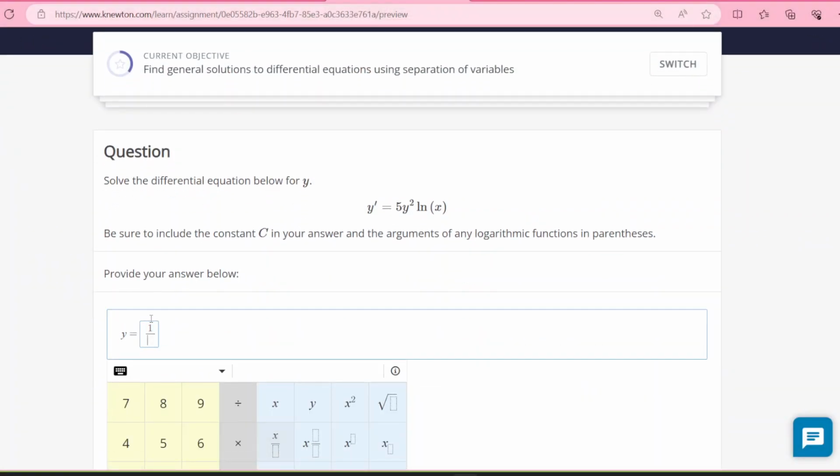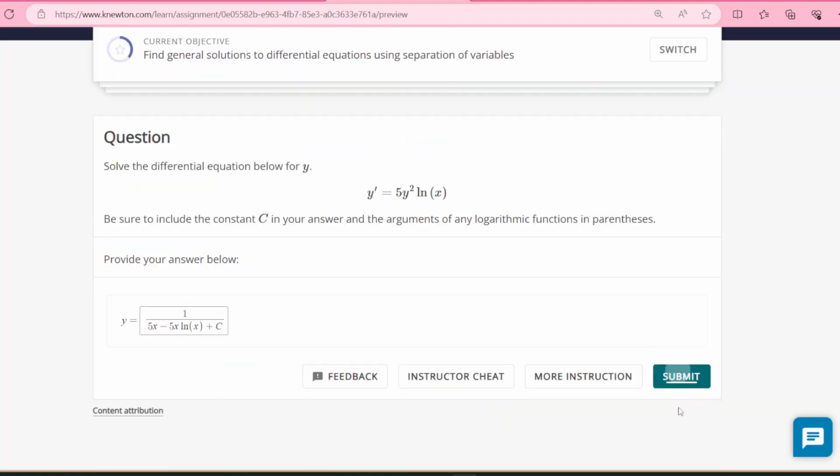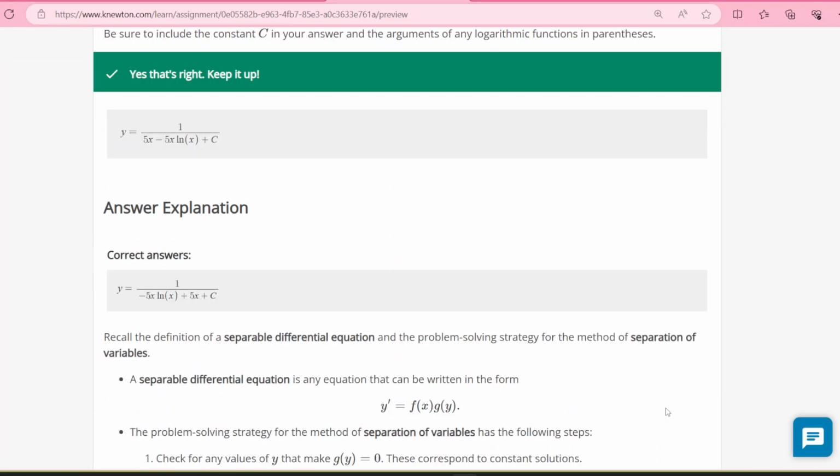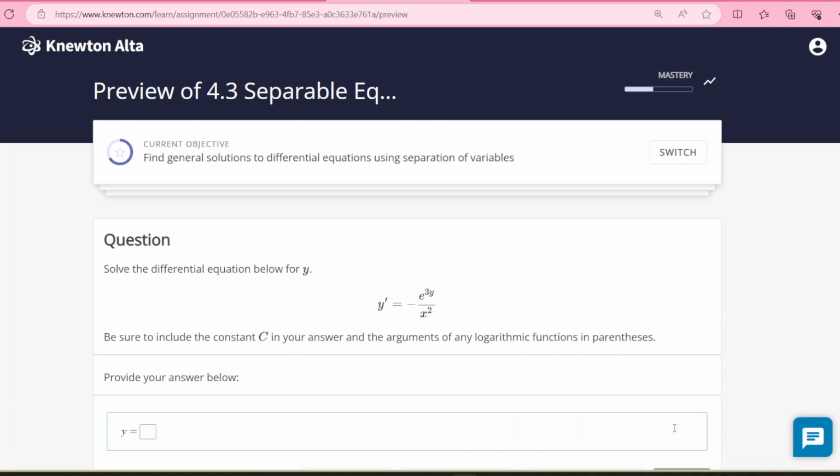So y equals 1 over 5x minus 5x natural log of x, and then plus some constant c. Great. All right, so moving on. So another one, where we're solving by separation of variables. So again, I separate the variables, integrate, solve for y. Same thing every time.